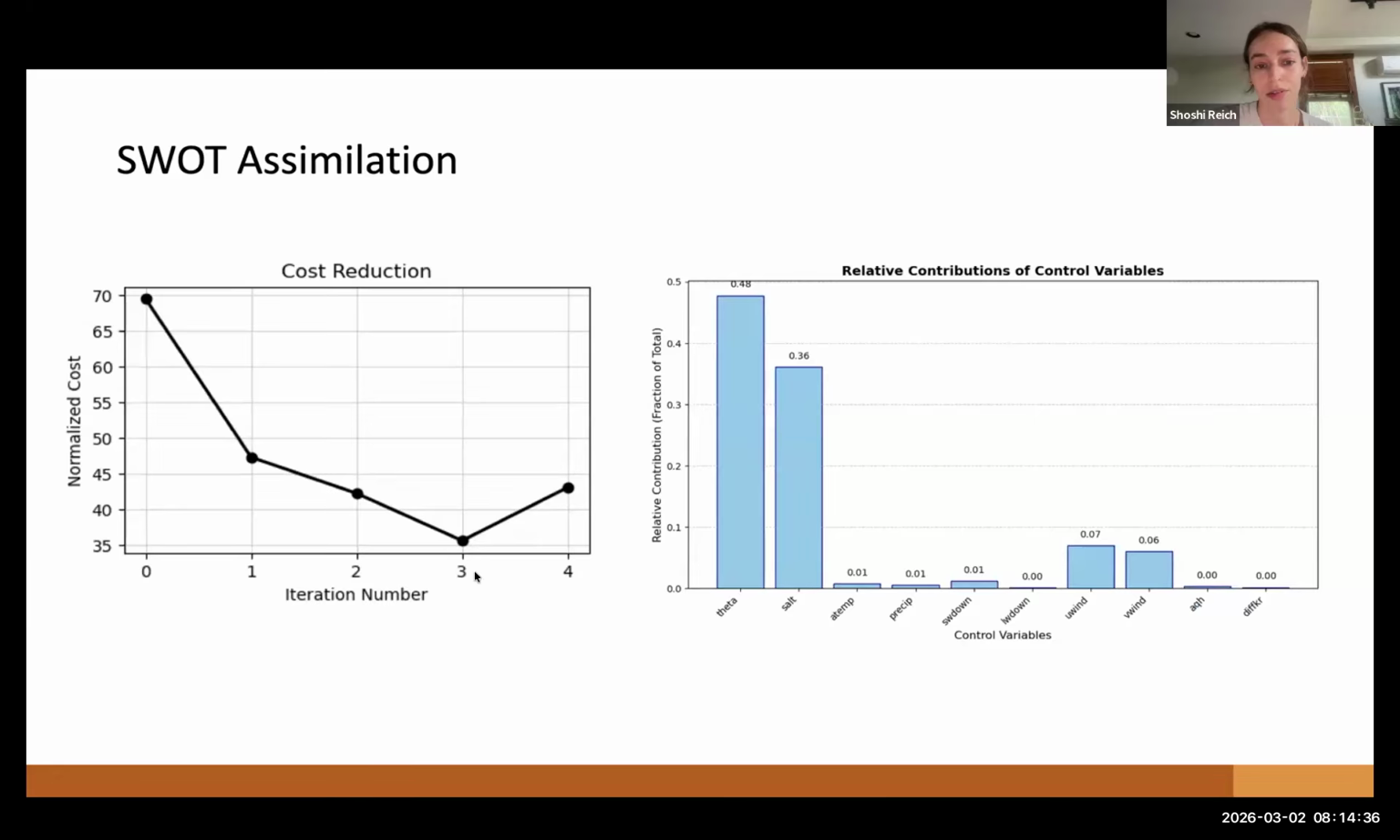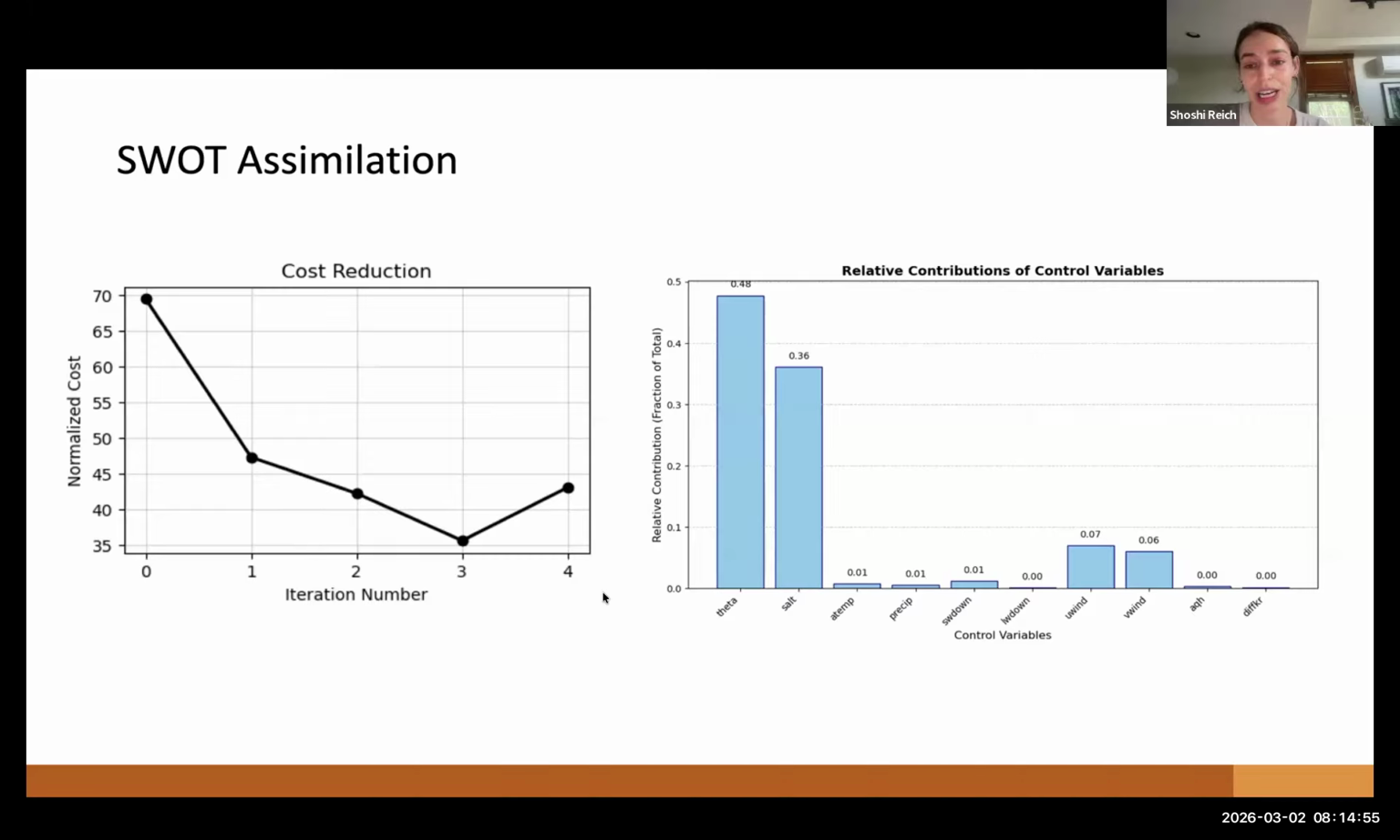So far, I have 4 iterations done. Cost decreases really nicely. We're looking at the normalized cost, normalized by the number of observations. It's starting to increase again at iteration 4. I'm not too worried about this yet. I'm gonna let it keep running and see what happens.